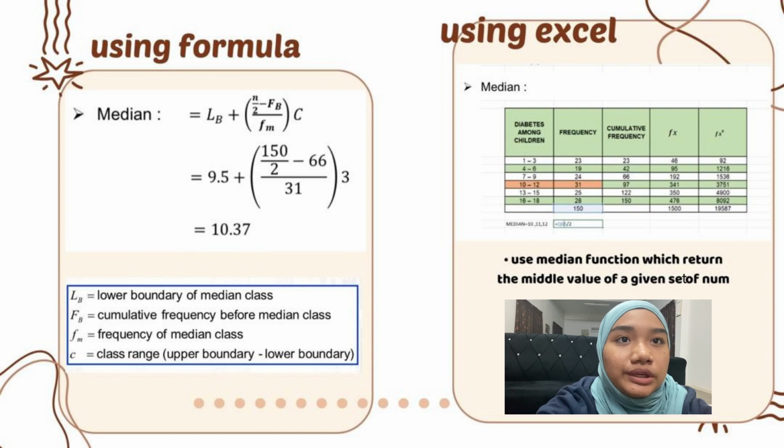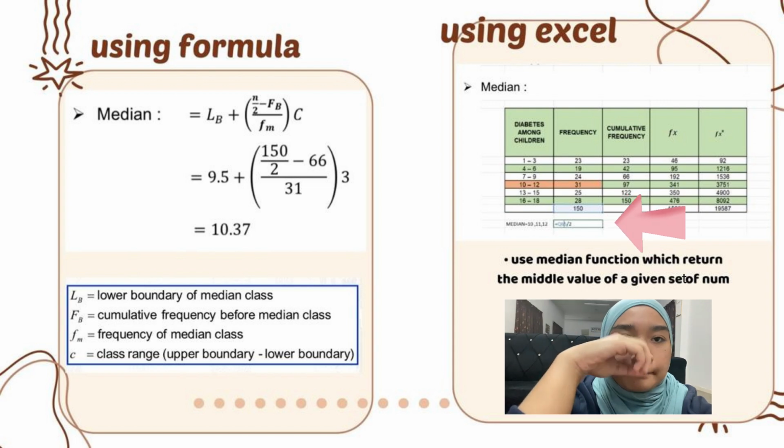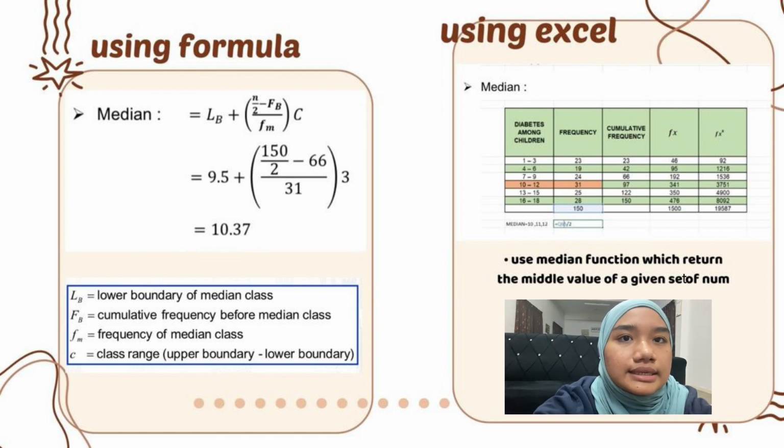For median, we use the formula as shown here, but solve the bracket first. This is the calculation for median and the answer is 10.37. In Excel, we can find the median using the median function, which returns the middle value of a given set of numbers. The median answer using Excel is 75. 75 in age data is 10 to 12 years old.